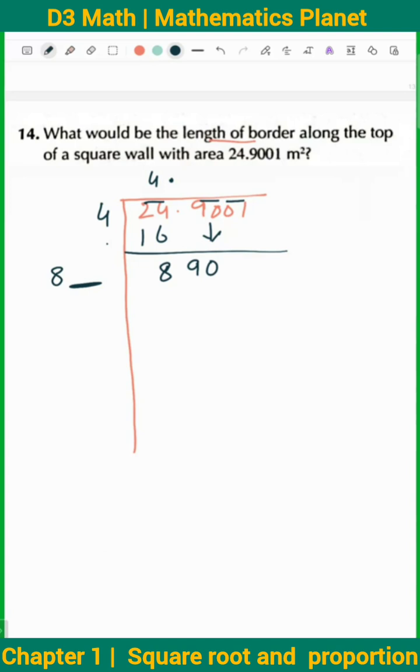8, 9, 9. Yes, Alia, are you following? What you will get? 8, 9, yes. 89 by 9 is 801.